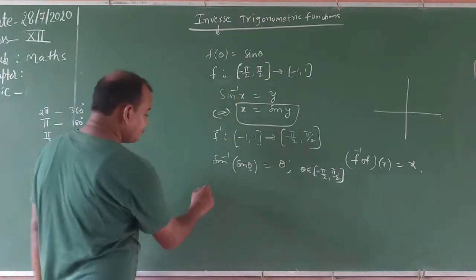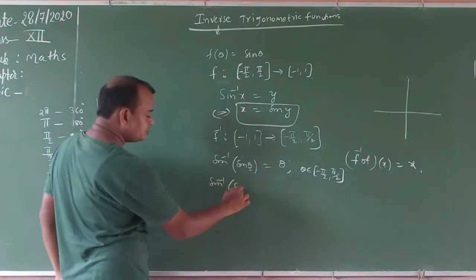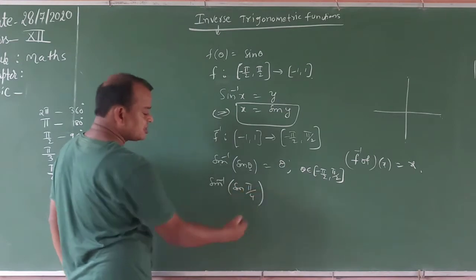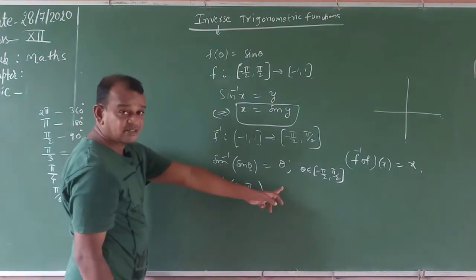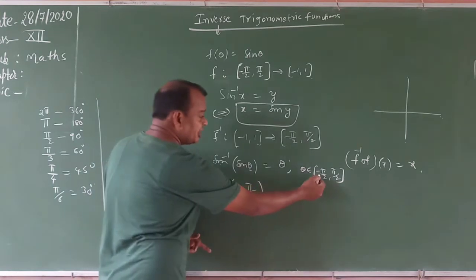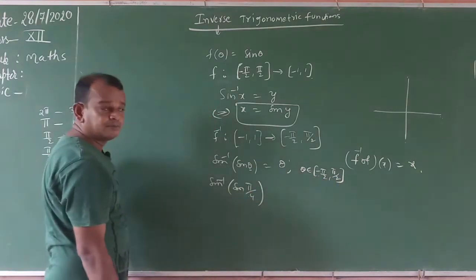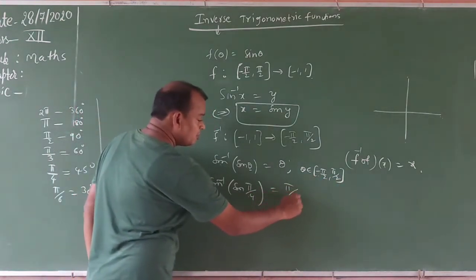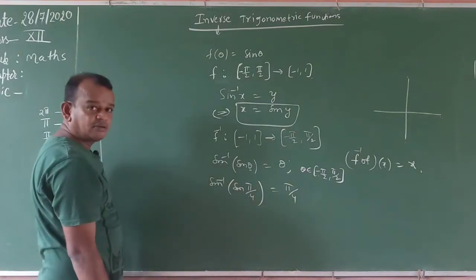Suppose I am asking sin inverse of sin 45. Just simply write the answer 45. Say yes or no, because 45 degrees lies between minus 90 comma plus 90. That is equal to pi by 4. Say yes or no? Yes.